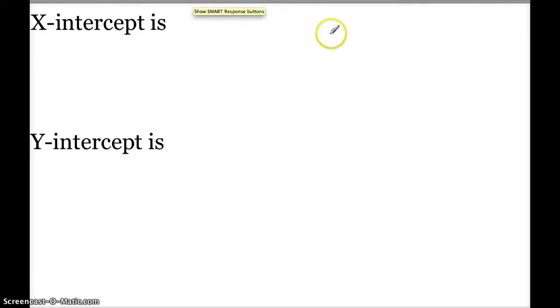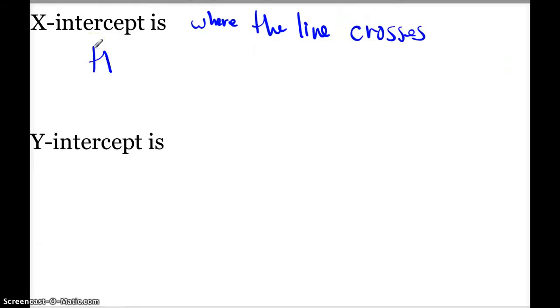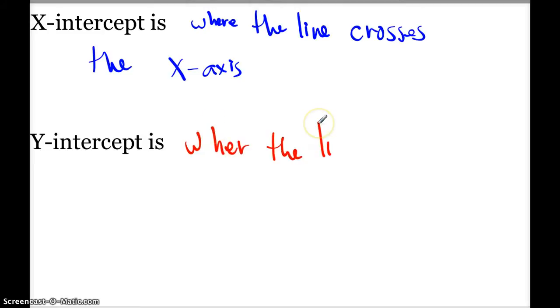Now, in the tip section right underneath your do now, x-intercept is defined as where the line crosses the x-axis. And the y-intercept is the same, except it's the y-axis, where the line crosses the y-axis.